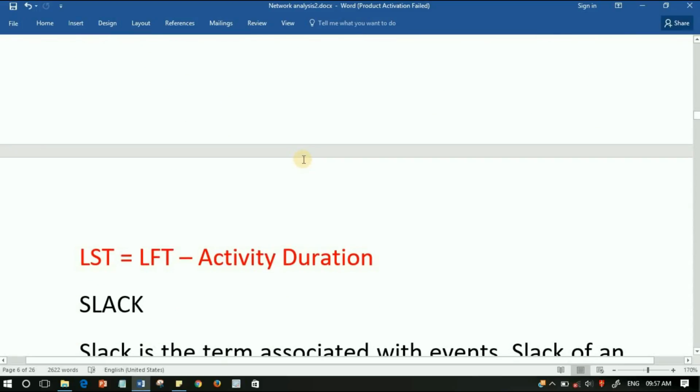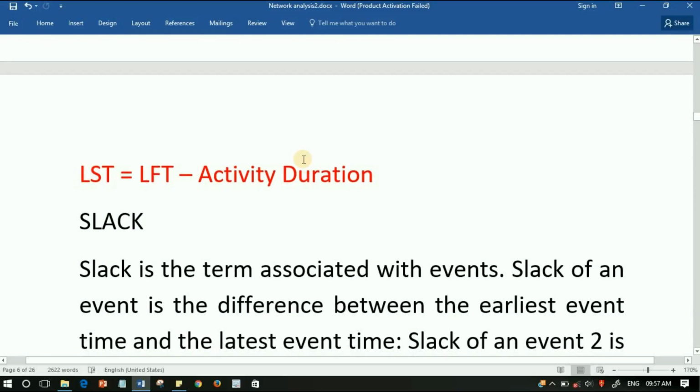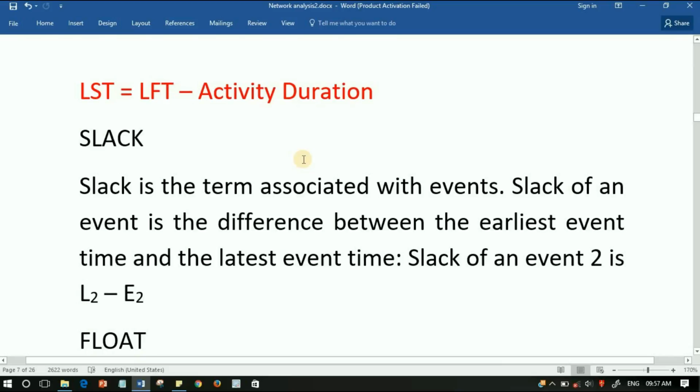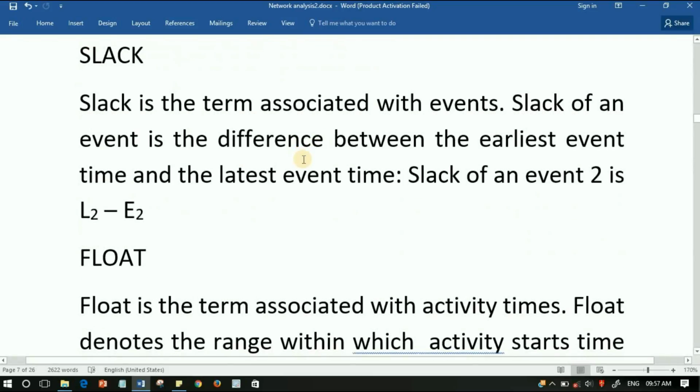Now LST can be calculated as LFT minus activity duration. Now we are going to discuss what is slack. Slack is the time associated with the events. Slack of an event is the difference between the earliest event time and the latest event time. For example, slack of an event 2 is L2 minus E2.